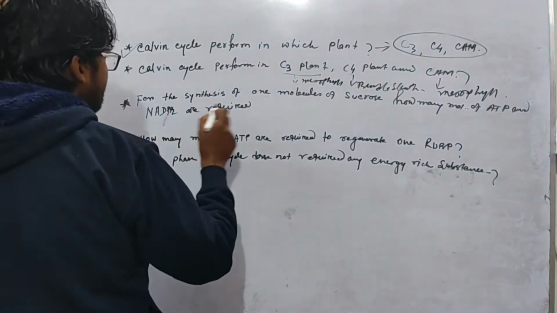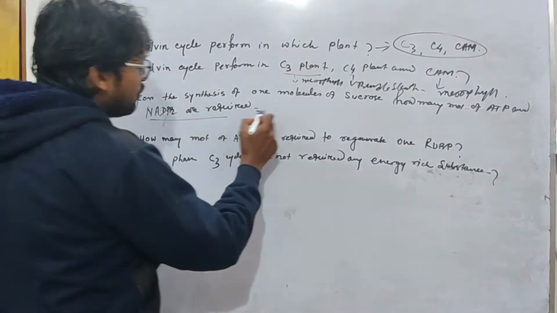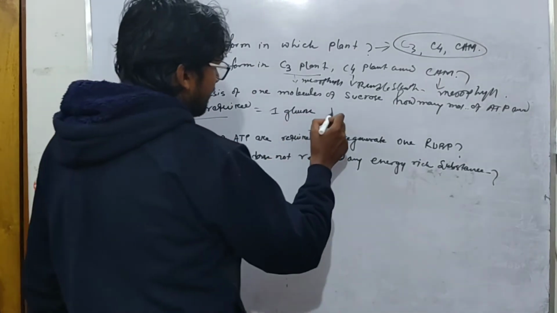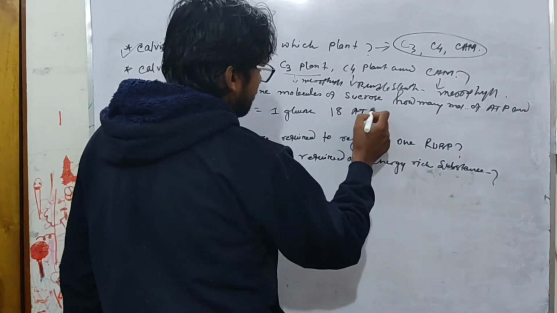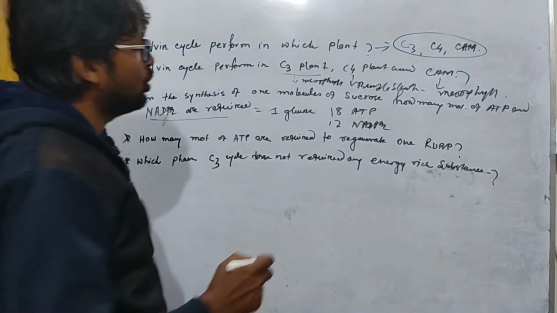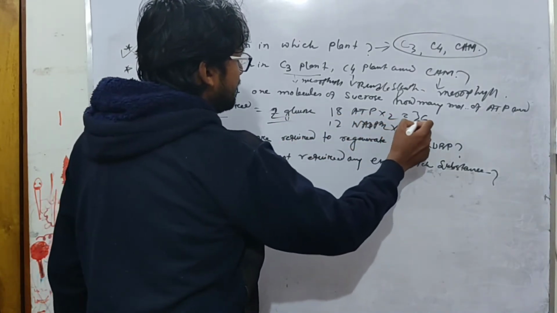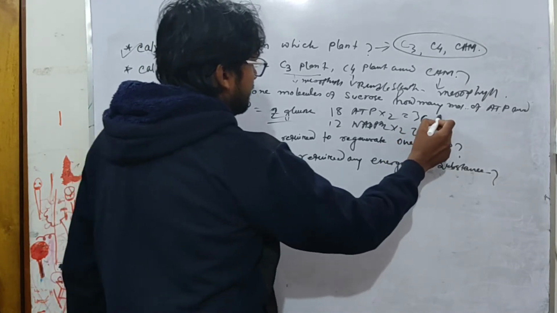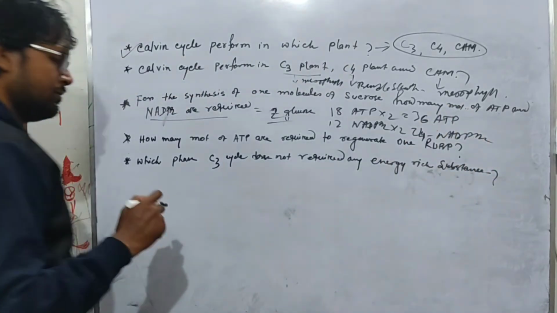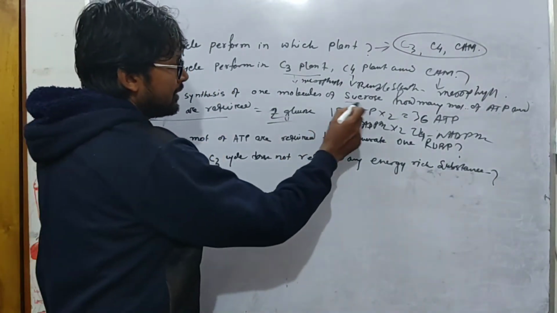Now, for the synthesis of one molecule of sucrose, how many molecules of ATP and NADPH are required? We know that for one glucose through the Calvin cycle it is 18 ATP and 12 NADPH2. One sucrose means 2 glucose, so 2 into 2. So it is 36 ATP and 24 NADPH2. Okay, it is clear. The question may be confusing, as sucrose is given.